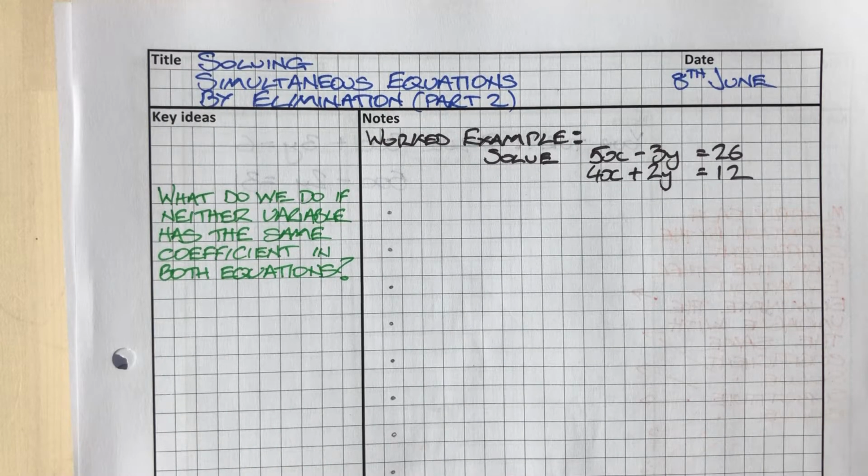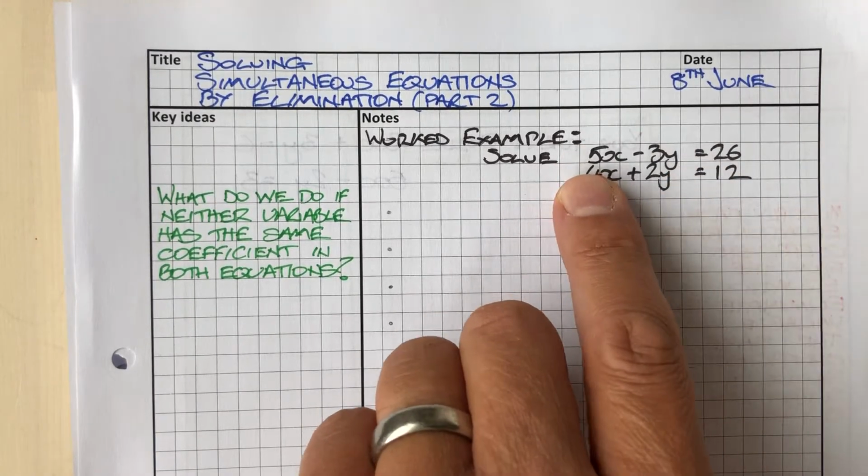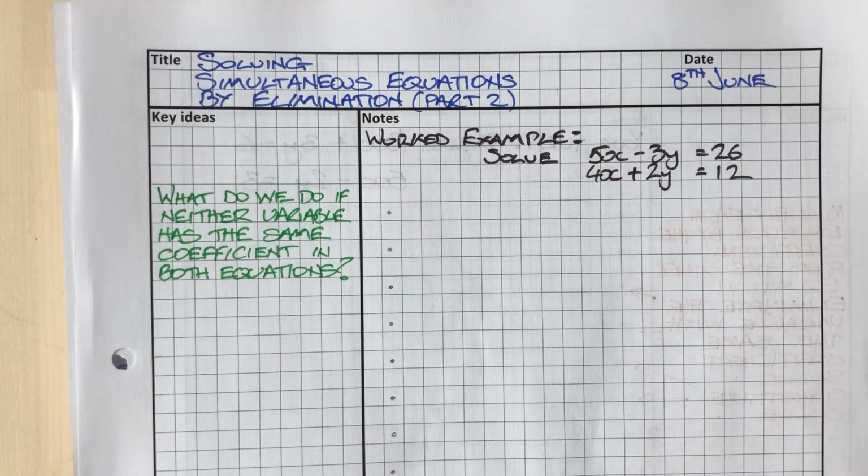Well, we're in a similar position to if we wanted to add fractions that didn't have the same denominators. We need to make them have the same denominators. And here, where we don't have the same number in front of x or y, what we need to do is make it so that they do. Now you can choose to make x have the same number in front, or you can choose to make y have the same number in front. It's up to you, whichever looks easier to you. I'm choosing to make y have the same number in front of it.